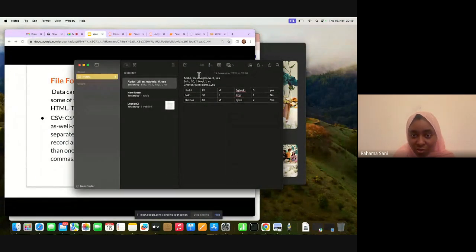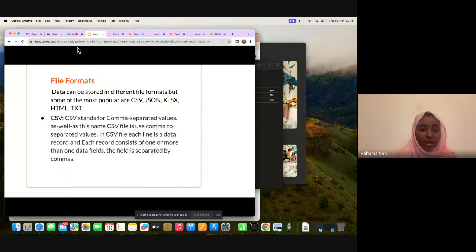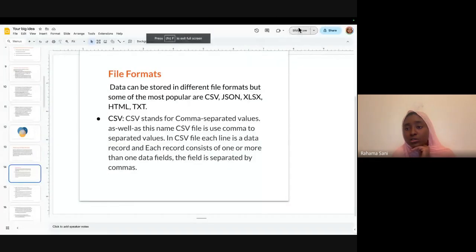So a CSV file usually comes like what we have written up here. Each line represents a particular piece of information. For instance, this line gives information about this person, Abdul, and then this second line gives information about the second person. Same thing with the third line. Usually when you import a CSV file into Excel, you see it as a table like this.